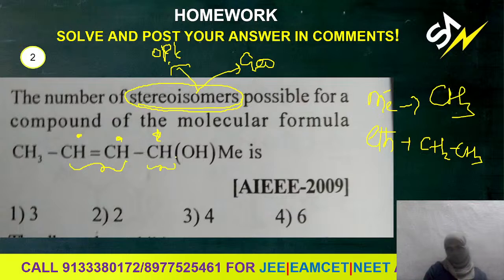The second question, second homework. I hope you have got the formulas for optical and geometrical. Please just check back. Just check whether the ends are same or not. CH3 is here, Me is here. M refers to CH3. That means both have the same ends. If ends are same, the formula is with you only.